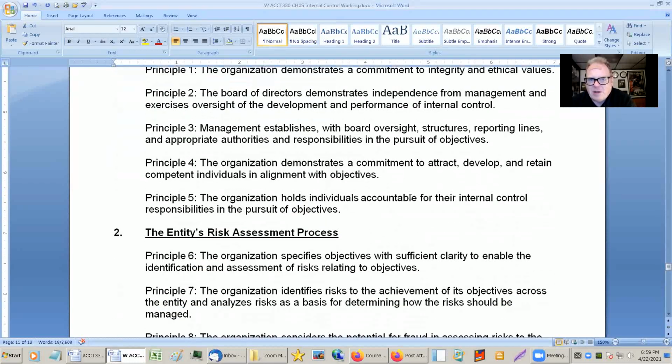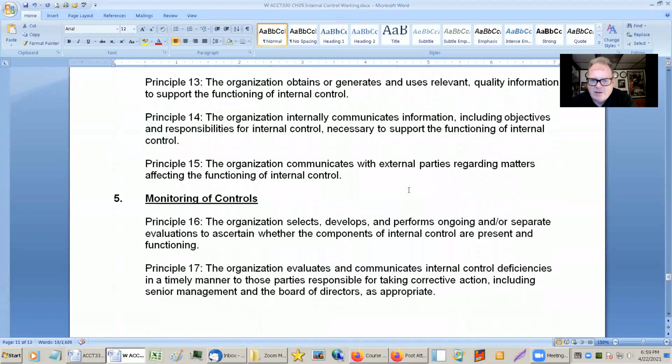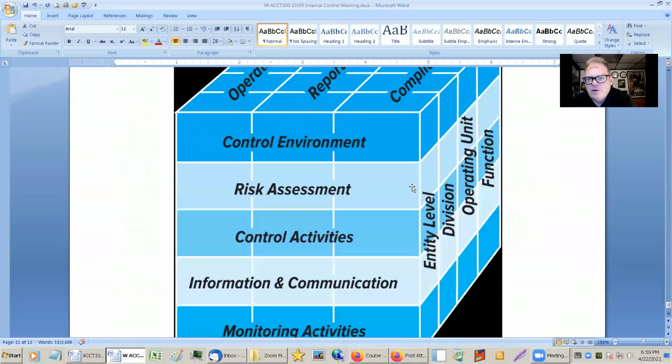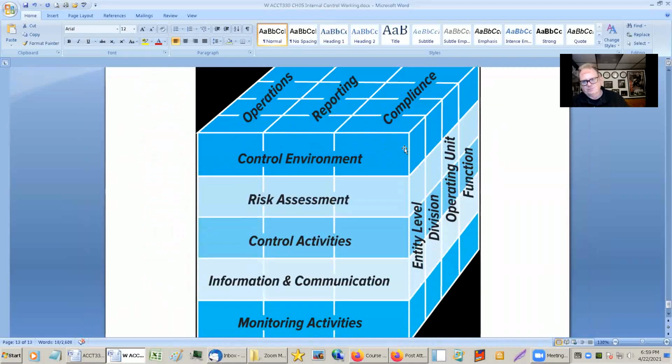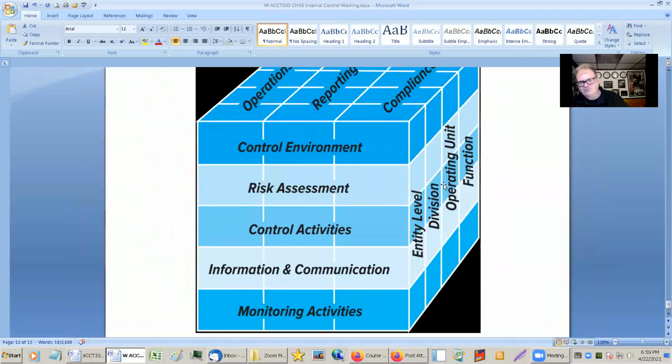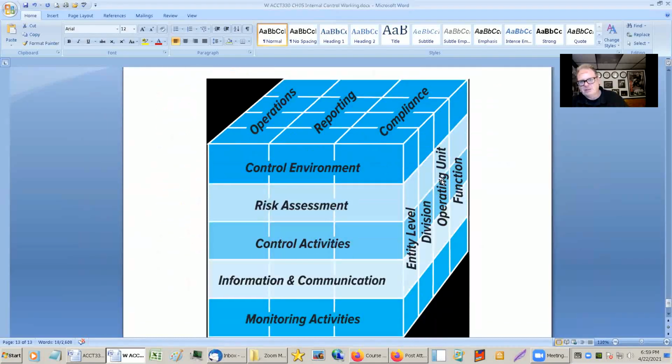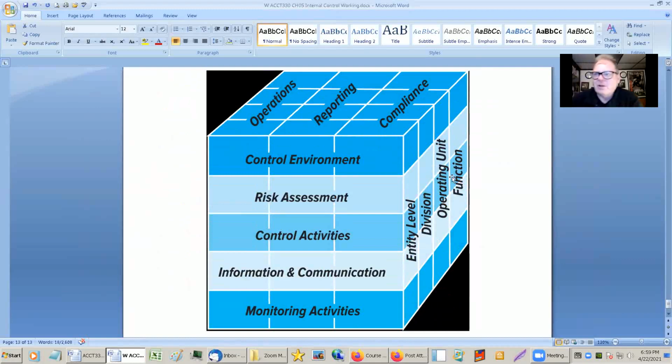I'm going to jump ahead a little bit here, down to the cube. There's our cube. I've got to shrink my cube here. Okay, this is the very last thing in the handout. If I'd put this at the beginning of the handout, you guys probably would have dropped the class. So this is the COSO cube. You see the five different areas. That's not so bad. But then you see all this other stuff around here.